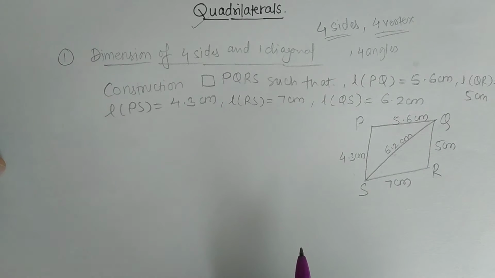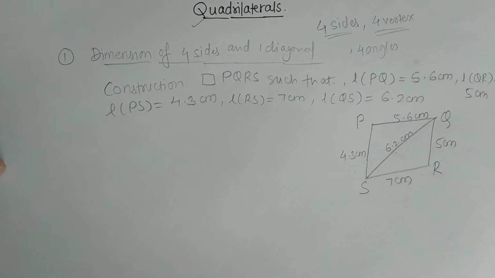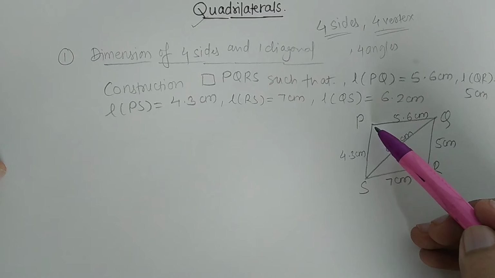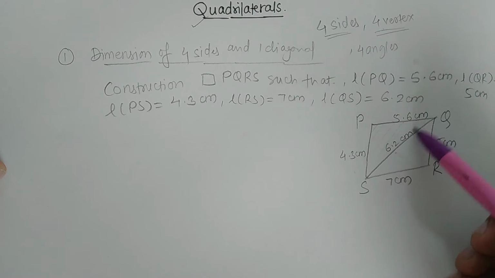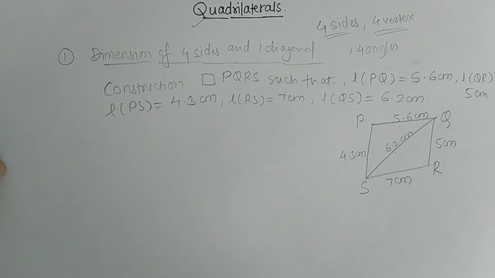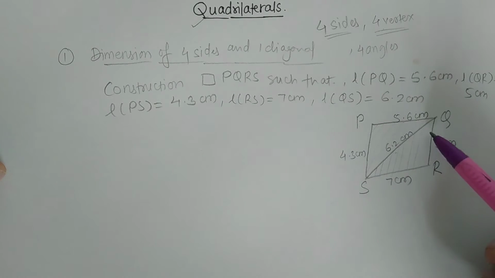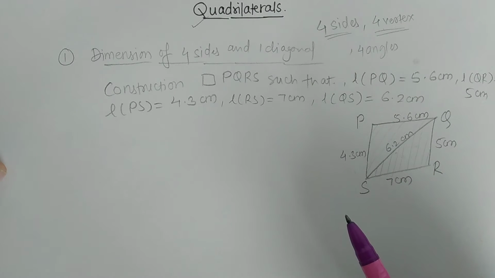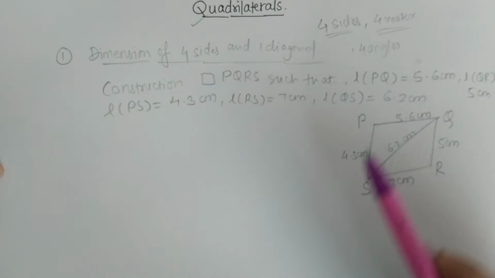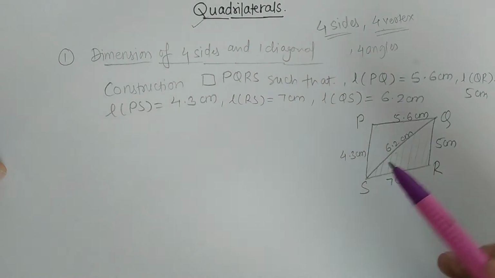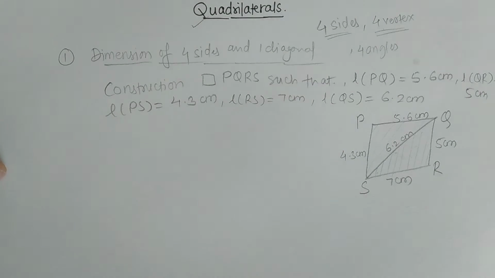Now we have to construct this particular quadrilateral where 4 sides and one diagonal are given to us. So how can we draw this? As you can see, if I consider PQS, this is nothing but a triangle. And again QRS, this is also a triangle. If we draw these two triangles in such a way that we take QS as the base of the triangle, then we can draw this quadrilateral PQRS. So we will first draw the diagonal, that is QS.